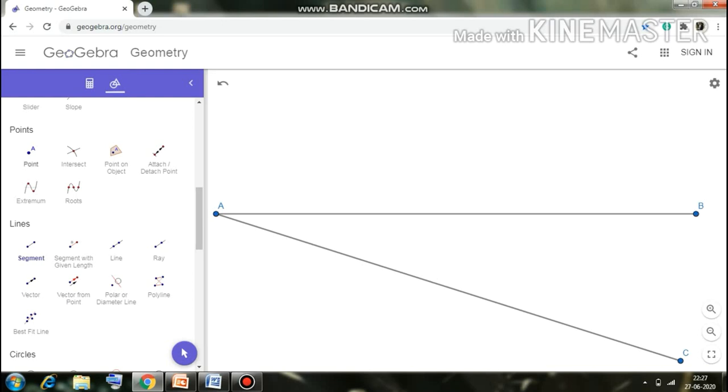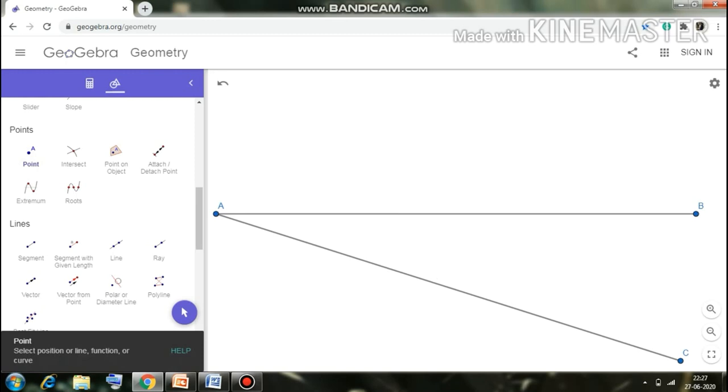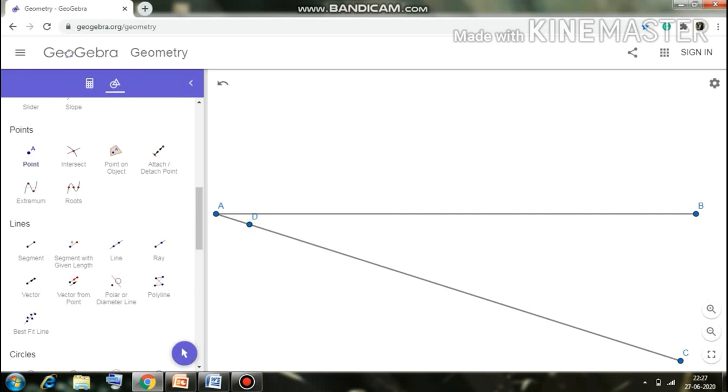So let's make our points. Point 1, point 2, point 3, point 4, point 5, point 6, point 7, point 8, and then point 9. Now we have our 9 units.